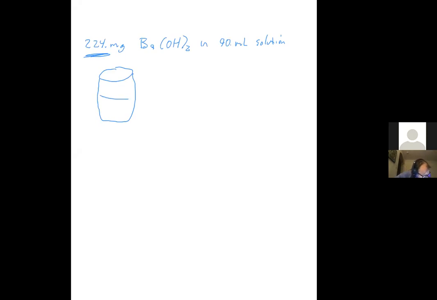We're going to dissolve it into 90 milliliters of solution. Barium hydroxide is soluble in water, so you're going to get hydroxide in there. But remember, since it's barium hydroxide, you're going to get barium. We're not concerned about the barium in this problem, but we are concerned about the hydroxide. So you get twice as many hydroxides. If I put the hydroxide in red and the barium in blue, you would have twice as much red as blue because of this 2-to-1 relationship. So there you go.